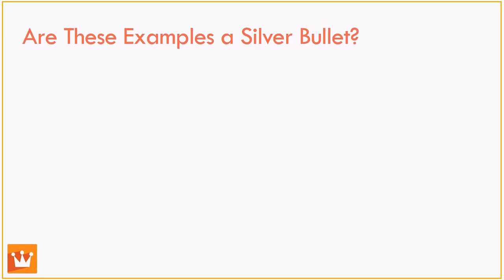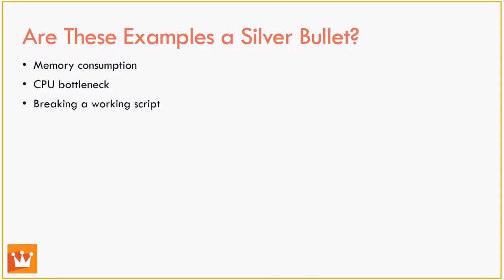So that's all the examples done, and I guess coming out of all of those is, are these examples a silver bullet? And the hard truth is no, they're not. Because depending on your data sets, you might run into memory consumption issues, you might run into CPU bottlenecks, which necessitate you doing things in a specific way, which aren't as fast, but they'll actually finish the job without crashing. If you start implementing these willy-nilly, you might end up breaking a working script, and we'll talk about that in a second. And frankly, your environment is a snowflake.